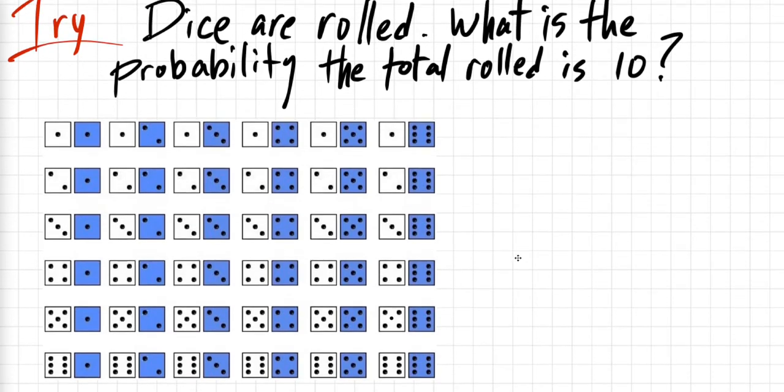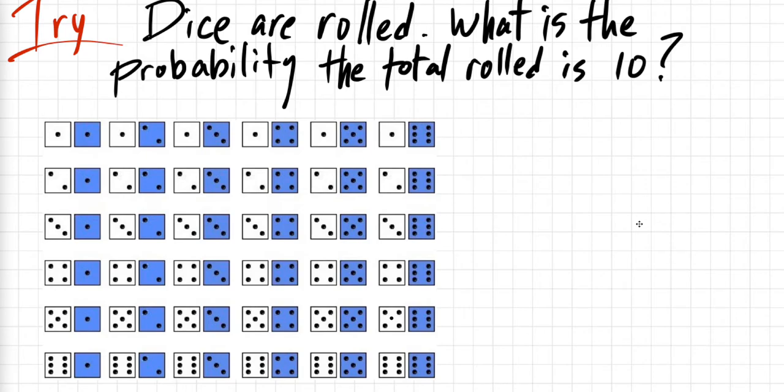Dice. So here, what I have up here is a 2 dice chart. These are all the possibilities of rolling 2 dice. What is the probability that the total rolled is 10? Can you guys try to do this one on your own?